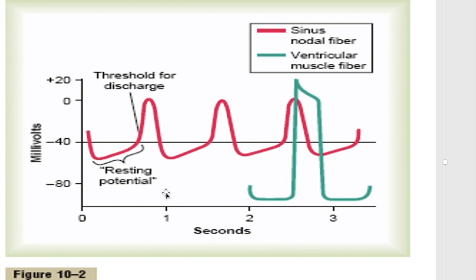What happens in phase 0? Phase 0 is the upstroke, and this is due to a rapidly activating sodium current. This sodium current then inactivates in phase 1. Phase 2 is the plateau phase, and this plateau is due to a slow activating calcium ions current.